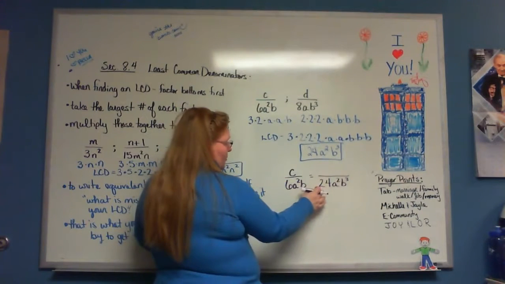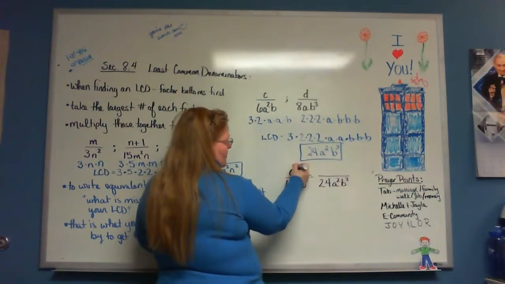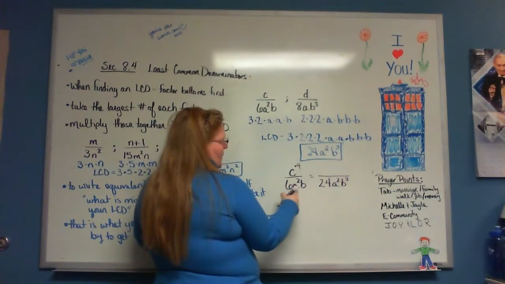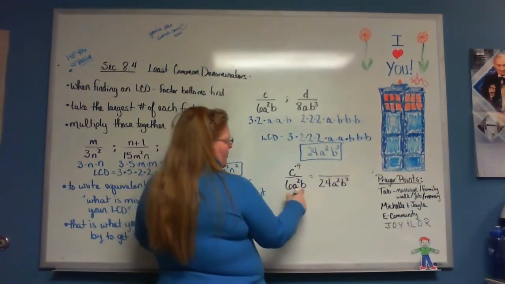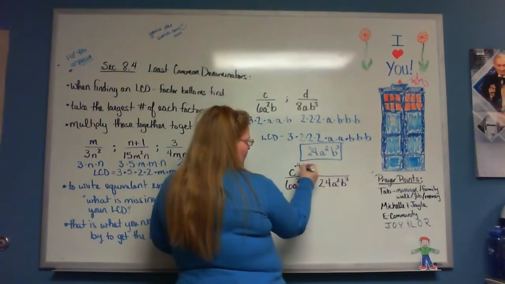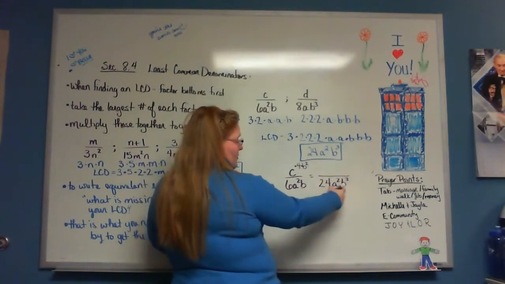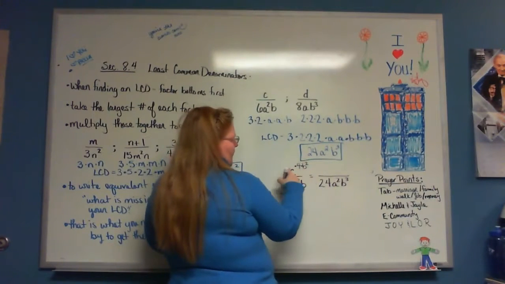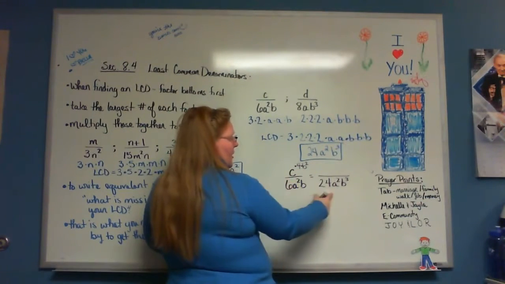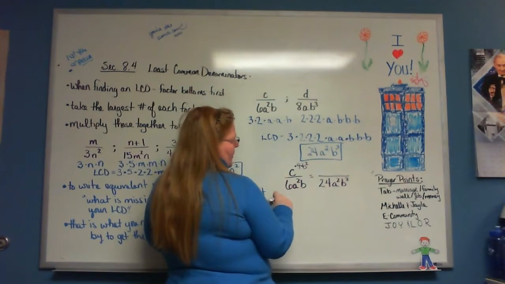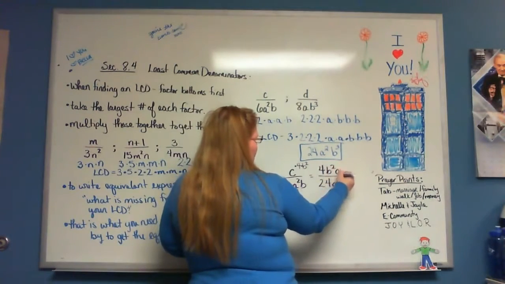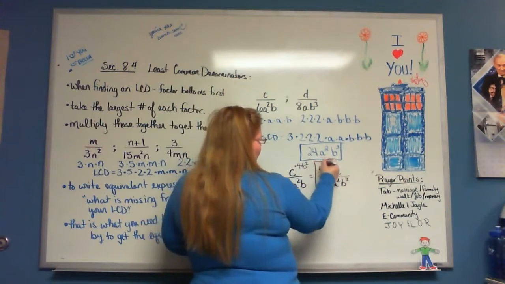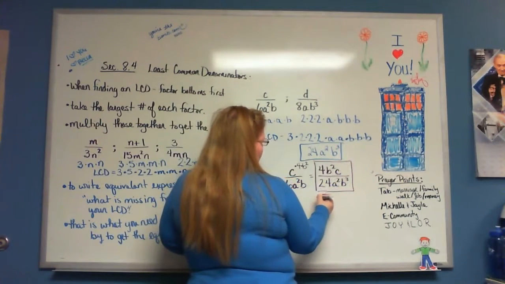So to get from 6 to 24, you had to multiply by 4. To get from a squared to a squared, you don't have to do anything. To get from b to b cubed, you better multiply by b squared, because that's what we need to get to the b cubed. So that's what we have to multiply our top by. We've already multiplied the bottom by it, but we have to multiply the top by it. So that's going to give me 4b squared c on top. And that is my equivalent fraction.